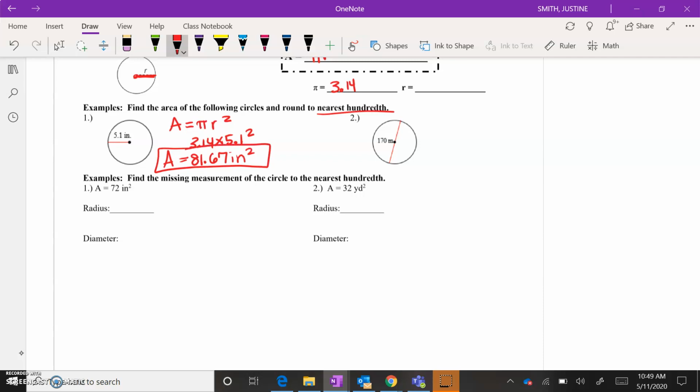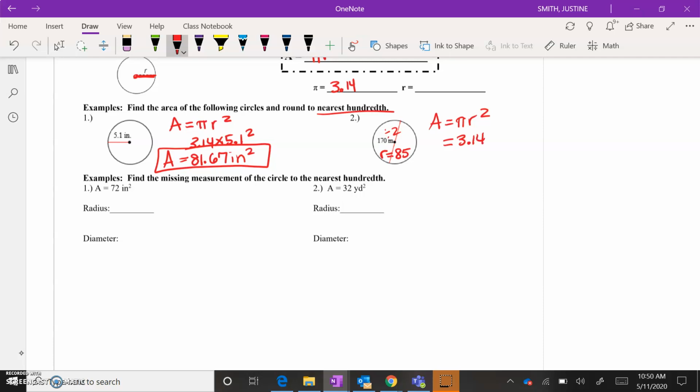Okay, so same thing for number 2, except for this one, they aren't giving us the radius, right? So we want to divide this in half. They give us the diameter, we need the radius for the formula. So it's not like the circumference formula where there's a different formula you can use. So make sure you divide that in 2 to figure out that the radius is 85.